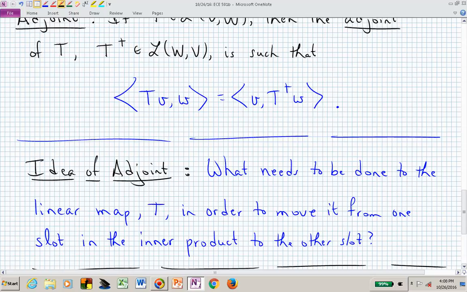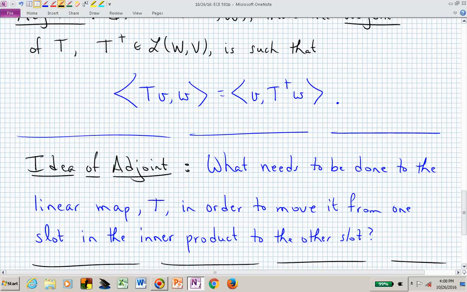At a high level, one way to think of an adjoint is that it allows me to slide or move this linear operator. I should say linear map T, because it's not necessarily restricted to being a linear operator. The linear map T in the first slot, if you needed to have that particular linear map in the second slot, then you would have the adjoint of your original linear map T.